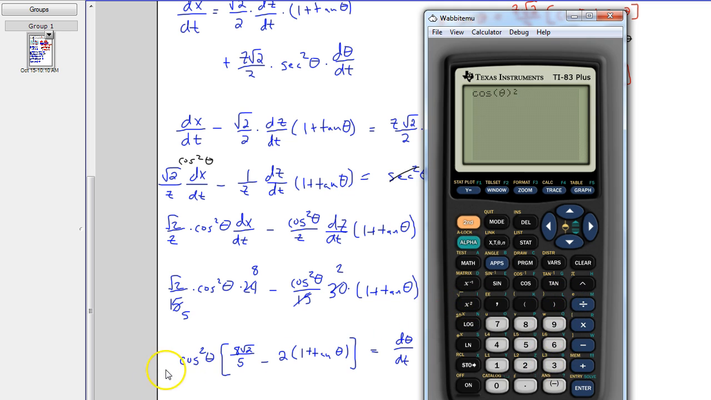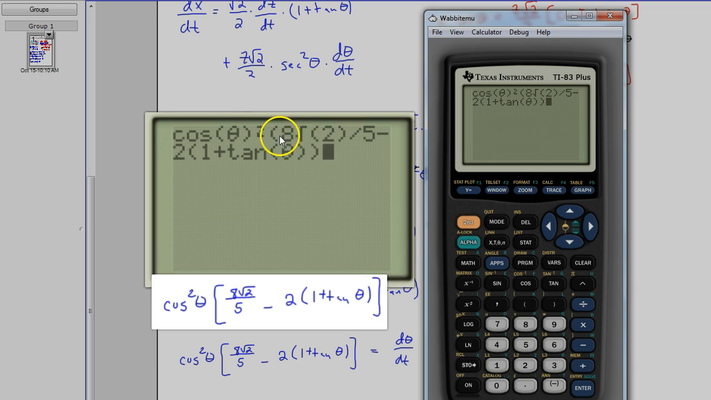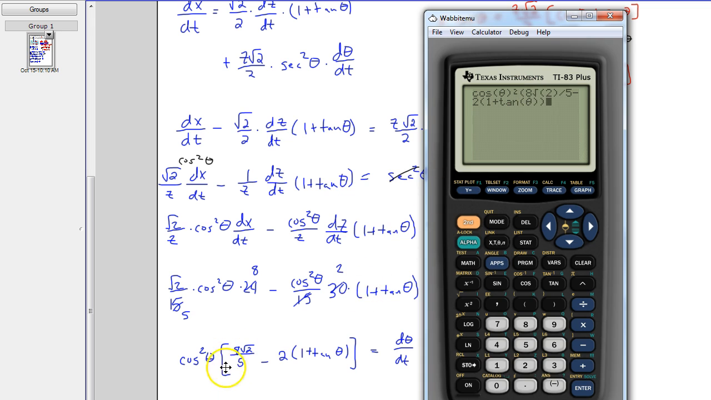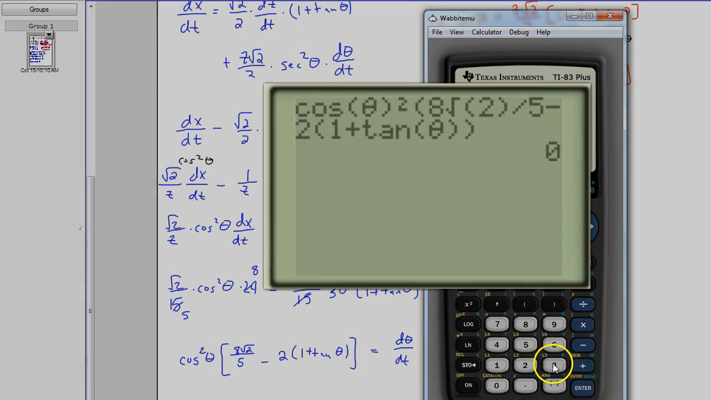So that's the cosine squared theta. Just typing in the rest of this expression, so the 8 square root of 2 over 5 minus 2 times 1 plus tangent theta. There's the parentheses that is acting as the left bracket, and there's the parentheses that's acting as the right bracket. So I hit enter, and it tells me that's 0. You may be thinking, well, what? That doesn't make sense, but let's look and see if it's this one. Cosine of theta squared, is that what's causing it to be 0? No. So it has to be that this is what's causing it to be 0.